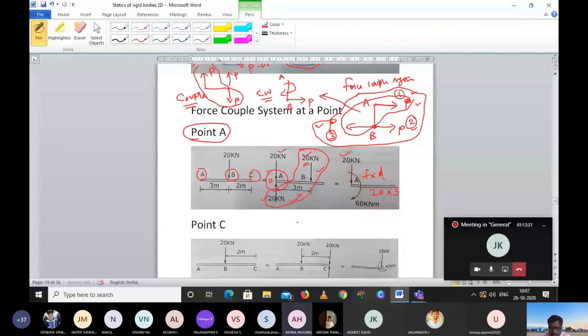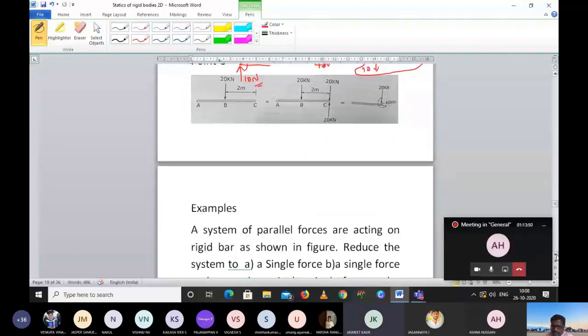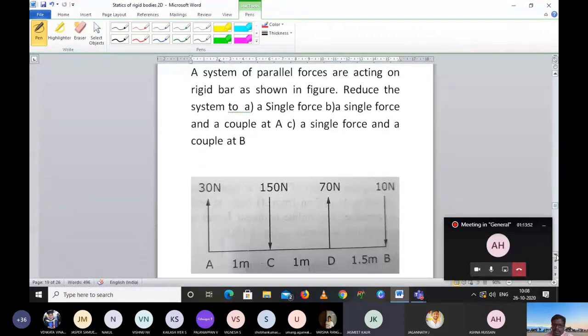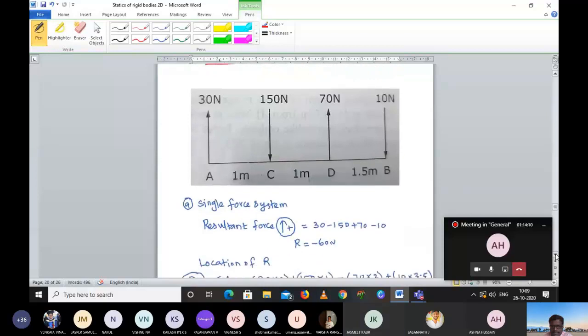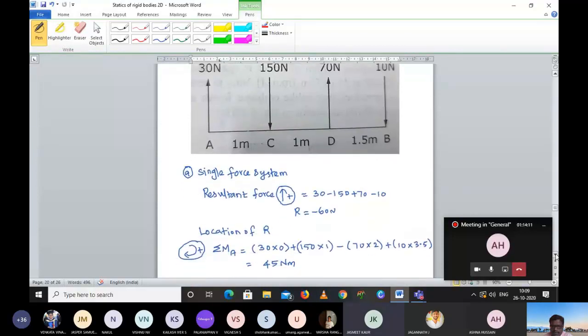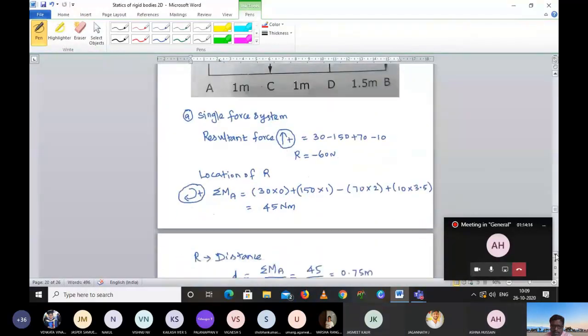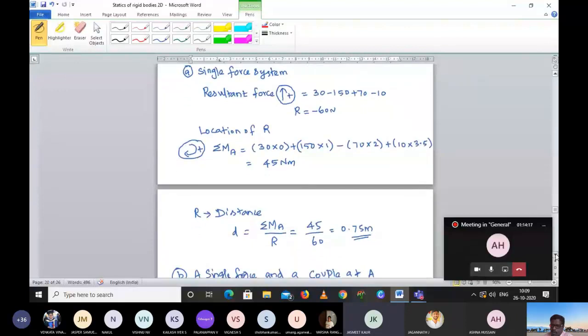So now I am going to give you one problem. Please solve it. Single force means it's a resultant force. First calculate the resultant force. After that, make a single force and couple at A and a single force and couple at B. So this problem you have to solve. Already I have given the answers. Please go through and solve it.